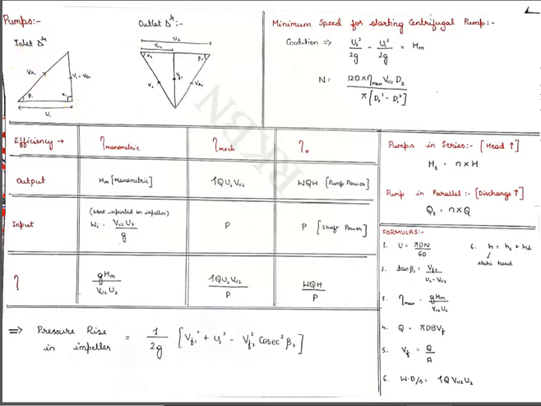The inlet velocity triangle is a right angle triangle. That is, V1 is as minimum as possible. Therefore, V1 is equal to Vf1, and this is our Vr1, the relative velocity with which water enters the pump. Then the distance between these two is always U, that is the blade velocity at inlet, U1. The angle made by the relative velocity is always beta 1. The angle made by the absolute velocity is always alpha 1.